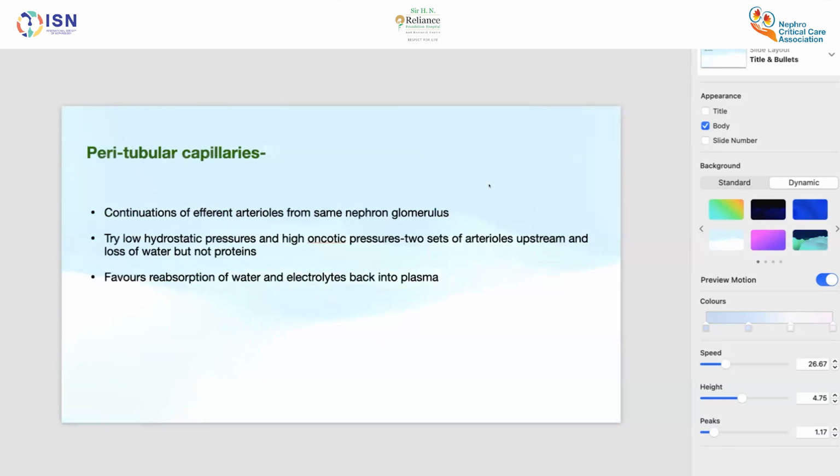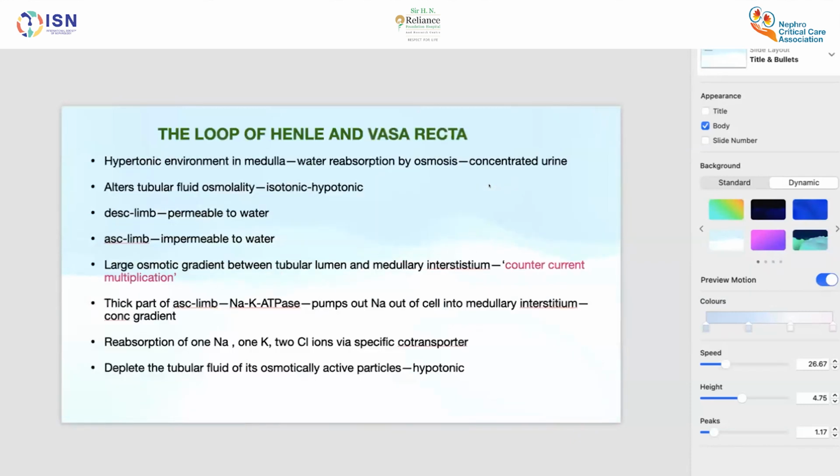The peritubular capillaries are a continuation of efferent arterioles from the same nephron glomerulus. They have low hydrostatic pressures and high oncotic pressures. The two sets of arterioles upstream cause loss of water, but not the proteins. This favors reabsorption of water and electrolytes back into the plasma.